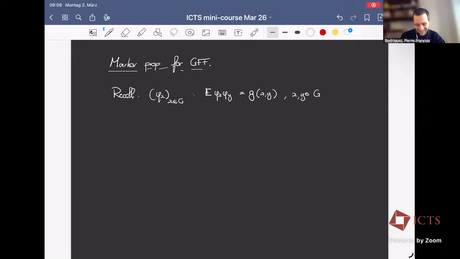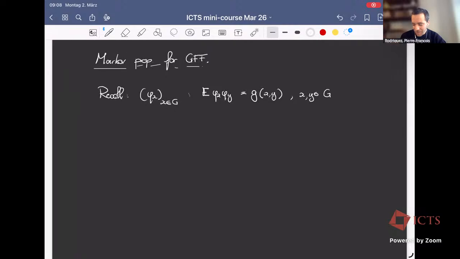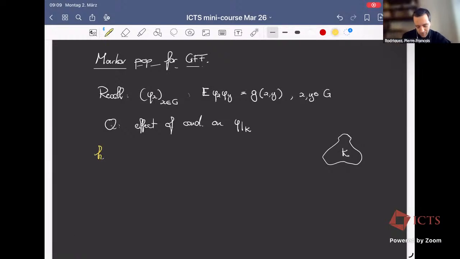All right, I want to state the Markov property for the GFF, and so the question is: I still have my finite set K, and what is the effect of conditioning on the free field restricted to K? Maybe I start drawing a little picture. Here's my set K. Let me define what's called the harmonic average. I'll define it and then I'll comment.